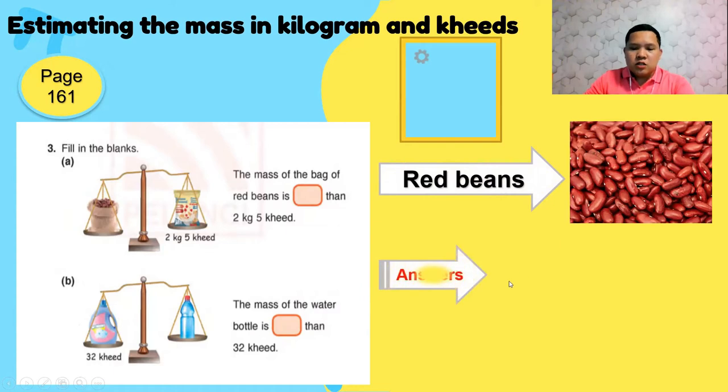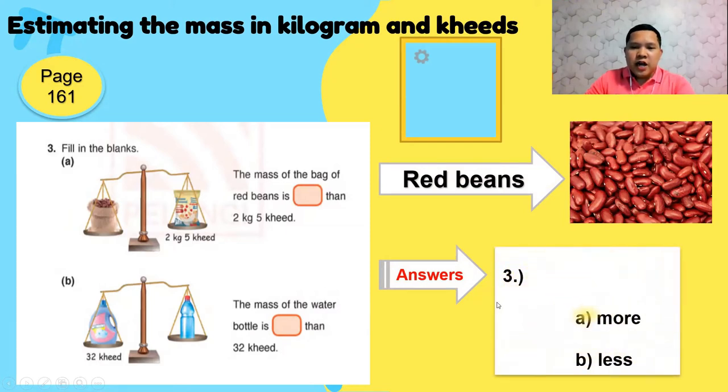So we will see the answer. But which do you think? Okay. So for letter A, the answer is more. Let's read the sentence. The mass of the bag of red beans is more than 2 kilogram and 5 kid. More than. Okay. So this one is more than the mass of this one. Letter B, the mass of the water bottle is less than 32 kid. Because they're not the same.